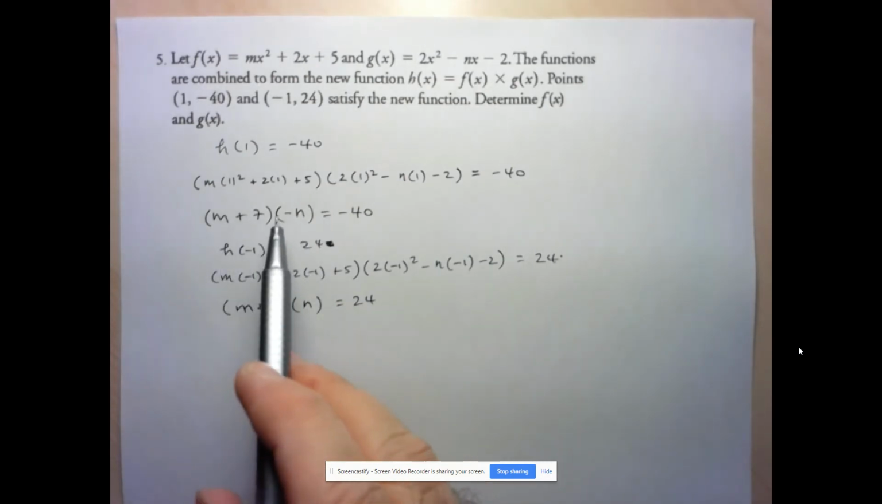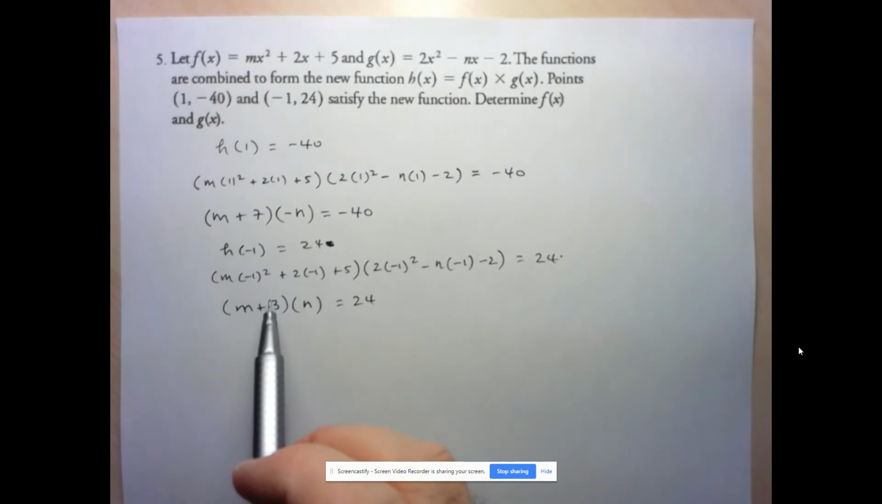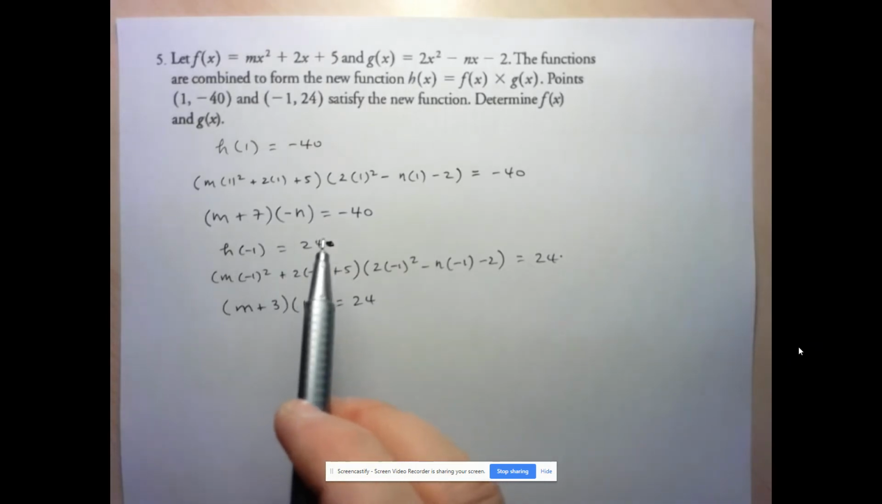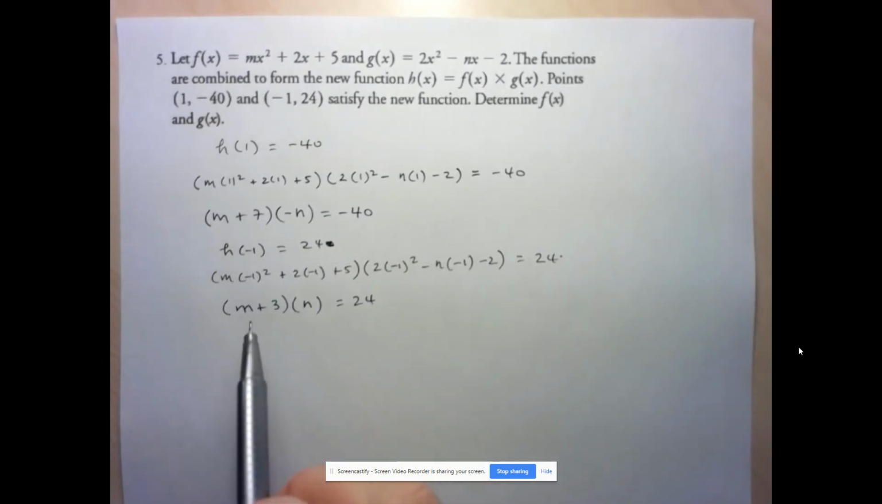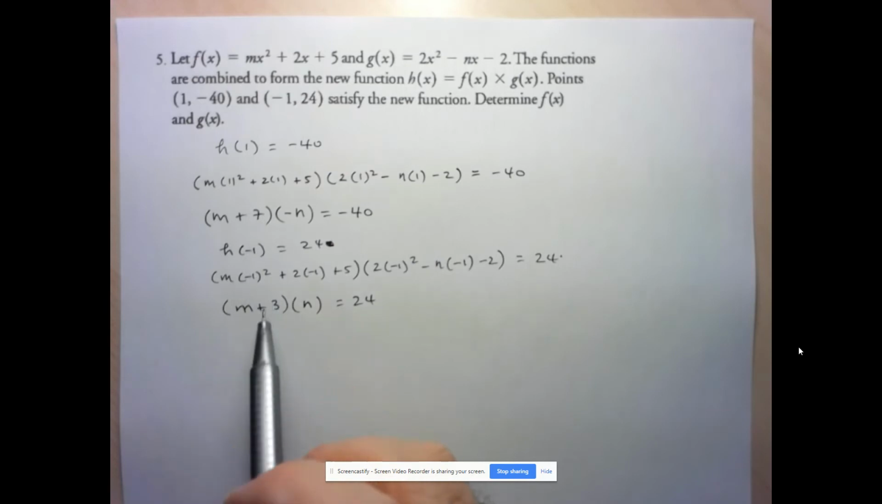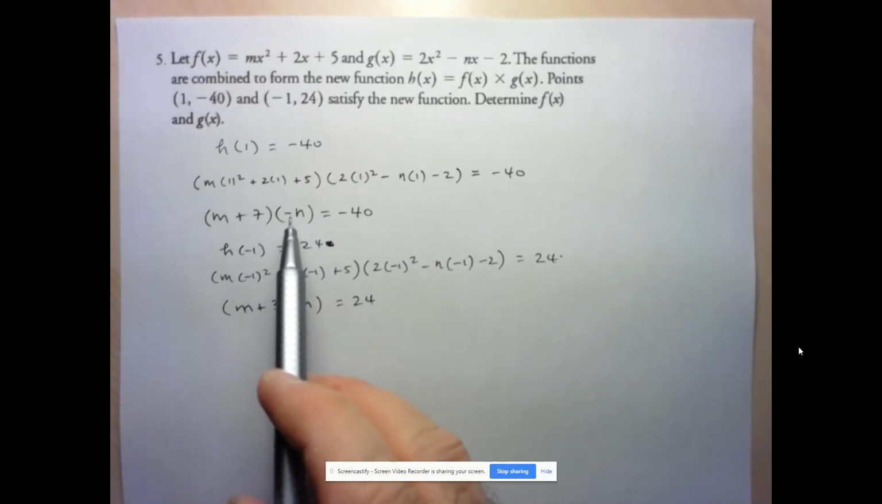Now, what I have here is two nonlinear equations, both with n and m, and I don't see any way that I could do an easy elimination, but I certainly could do a substitution. And you'll often find that when you're working with nonlinear equations, you tend to use, not exclusively, substitution more than you do elimination. So what I'm going to do is isolate the easy one in both of these equations. The easy one to isolate is going to be this n.